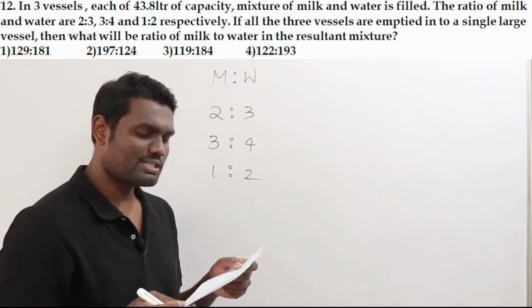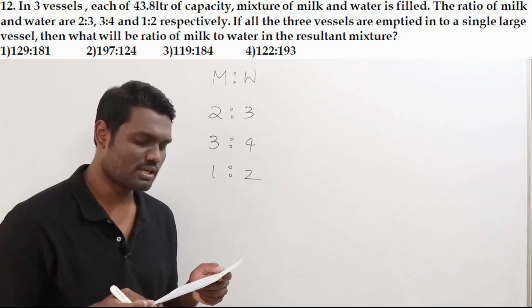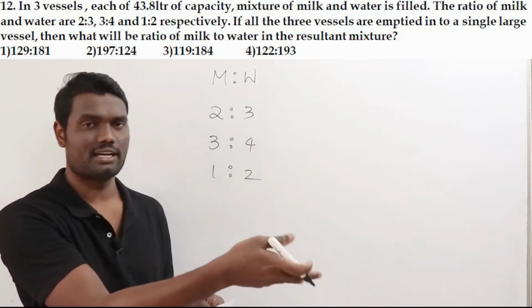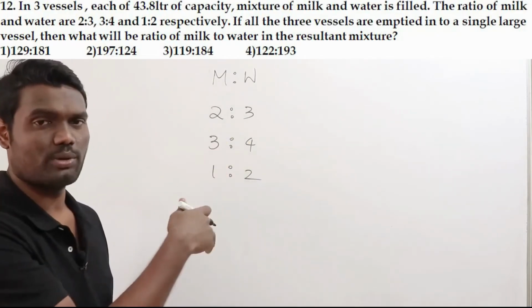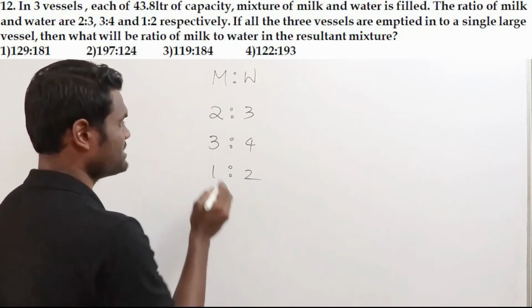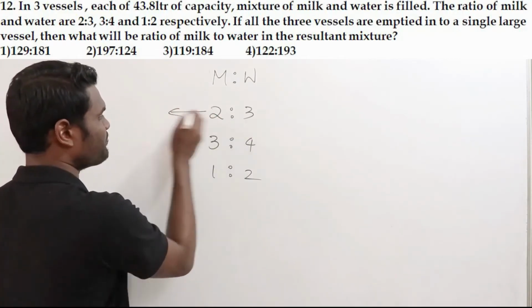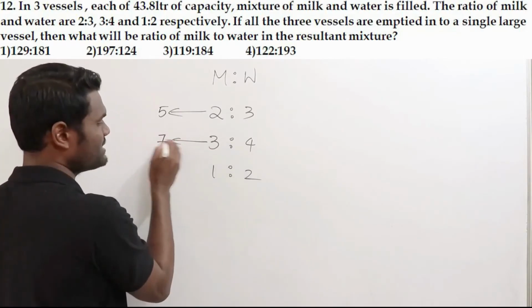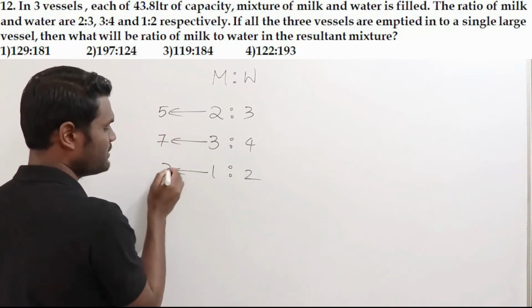Now all these three vessels are emptied into a single large vessel. What is the ratio of milk and water in the resultant mixture? Now all these three are mixed in a large container in equal quantity, so it's 1:1:1. Now we are supposed to find the resultant mixture. Now this 2 plus 3, this will be 5. 3 plus 4, this will be 7. Next 1 plus 2, this will be 3.